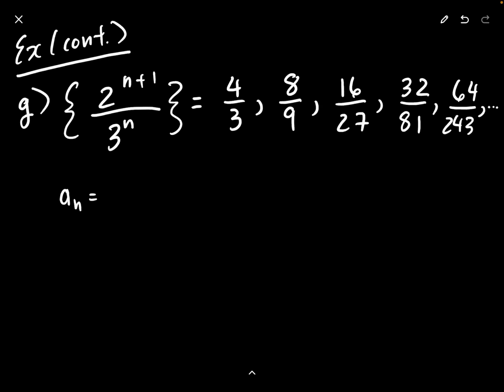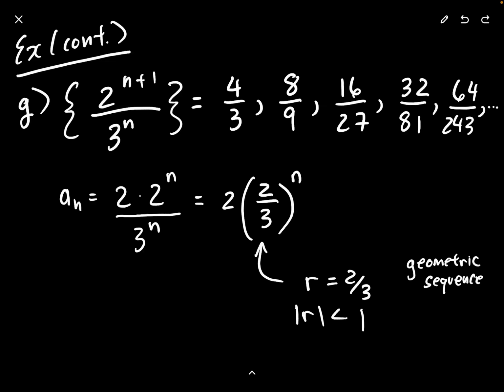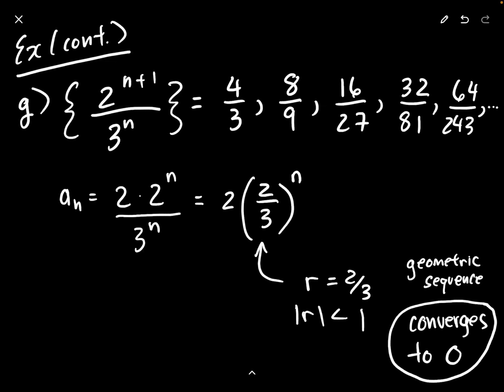So here I'll just rewrite a_n, so it clearly looks like a geometric sequence. On top you have 2 to the n plus 1. So that's 2 times 2 to the n over 3 to the n. Here we have 2 times (2/3) all to the power n. So here you can see r is 2/3, and it's the case where the absolute value of r is less than 1. So we have a geometric sequence, and the sequence will converge to 0.